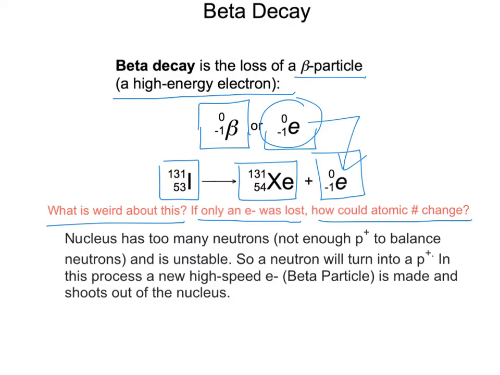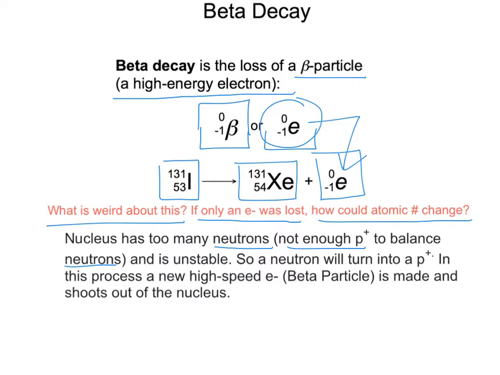So here's the scenario. The nucleus has too many neutrons and not enough protons to balance those neutrons. So it's considered to be unstable. So what's going to happen is a neutron will turn into a proton. Now neutrons and protons aren't very different in their makeup. We'll talk about quarks in class, and the quark makeup and configuration isn't that different between a neutron and a proton. So they can kind of transition into one another, neutron to proton or proton to neutron. I wouldn't say easily, but it's not impossible.